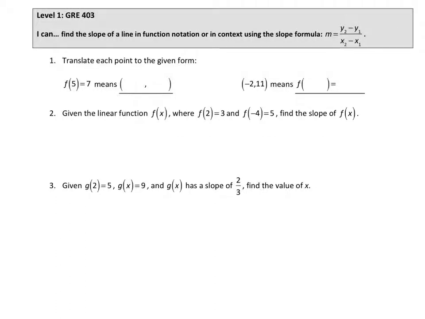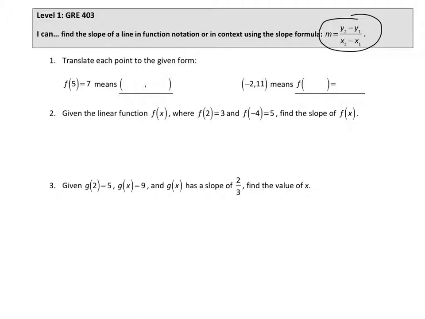In level 1, we will be finding the slope of a line. We've done this before, so this is review, but it's very important, so it's good to review this. We're going to be using the slope formula where we subtract the y's on the top, subtract the x's on the bottom. Okay, one thing that will be different is we're going to be doing these in function notation.